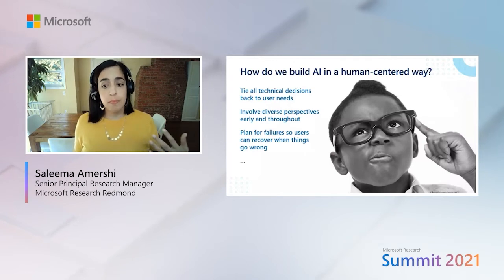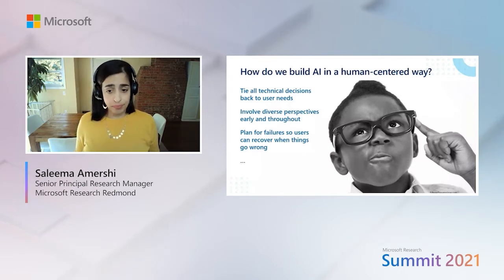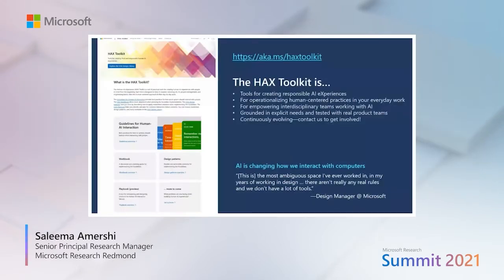Okay, so these are just some best practices for human-centered AI. But it's easier said than done. And this is why we created the HAX Toolkit to help operationalize these best practices. So the HAX Toolkit, which you see here on the left, and you can reach at the URL on the screen, is a set of tools for creating responsible AI experiences. And so our goal here with the toolkit, as I said, was to really operationalize some of these human-centered best practices in our everyday work.